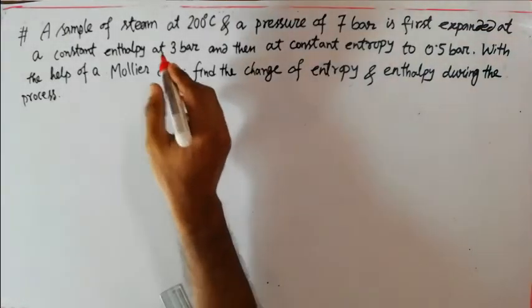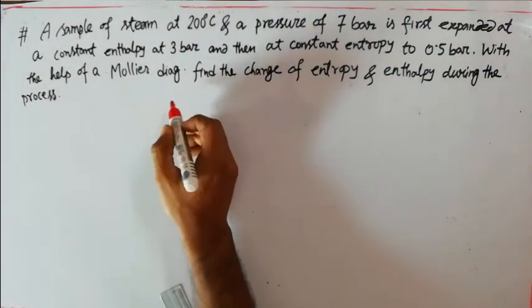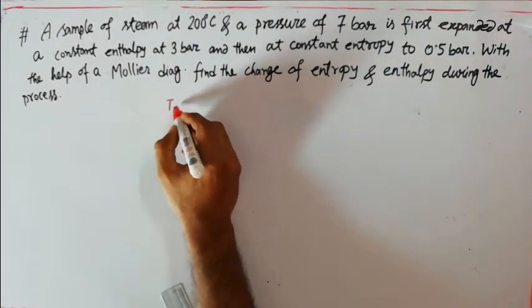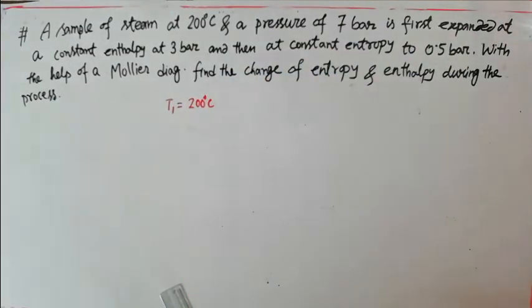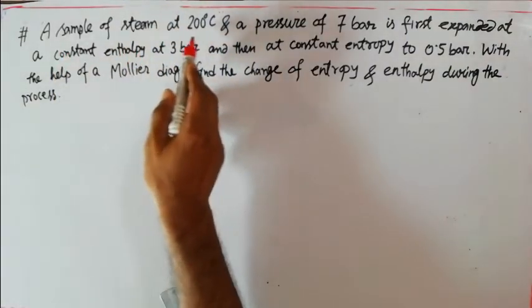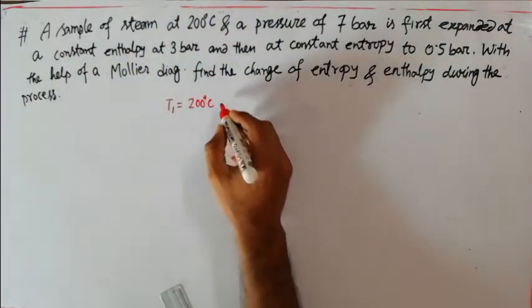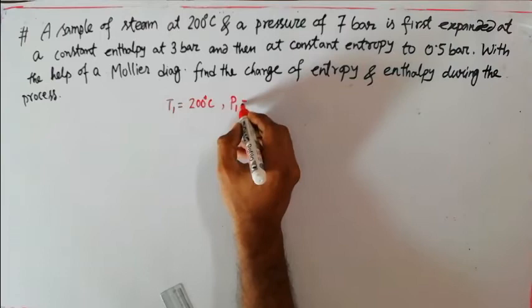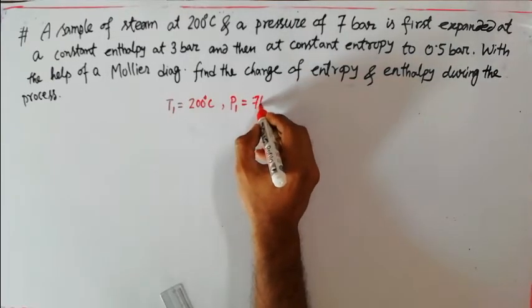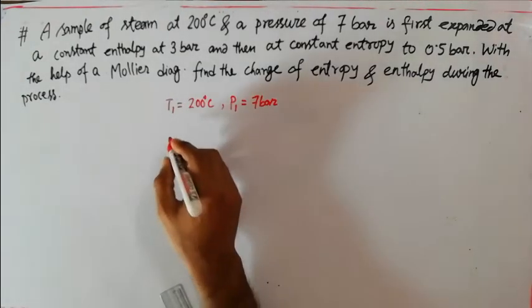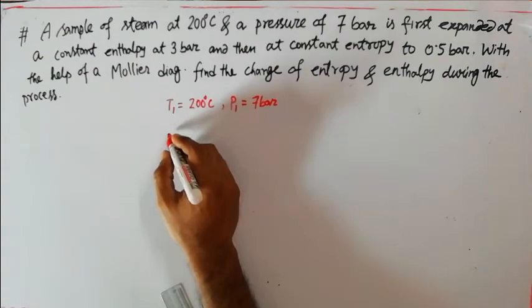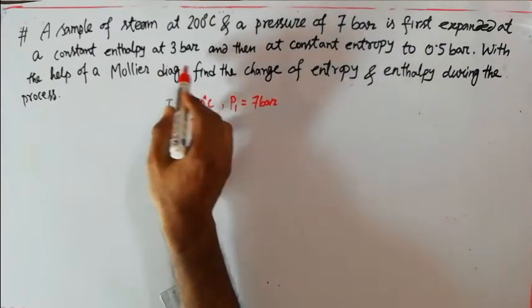So the steam's initial state condition: I am taking T1 as the initial temperature, that is 200 degrees centigrade. A sample of steam at 200 degrees centigrade and a pressure of 7 bar, so P1 can be written as 7 bar. They are the initial or starting point of the steam. It is first expanded at constant enthalpy. A constant enthalpy process is nothing but the isenthalpic process, up to 3 bar pressure.